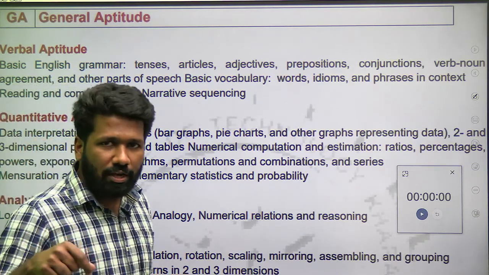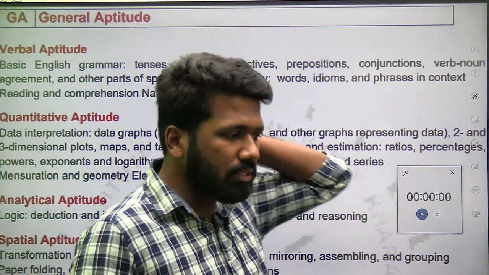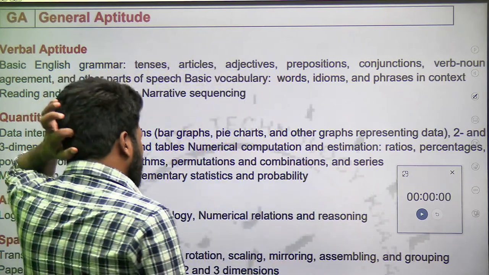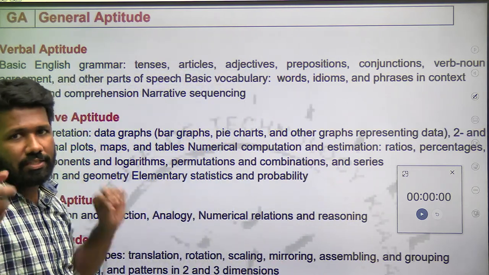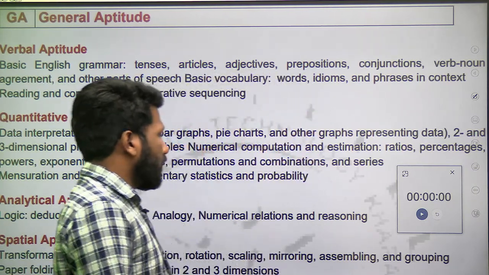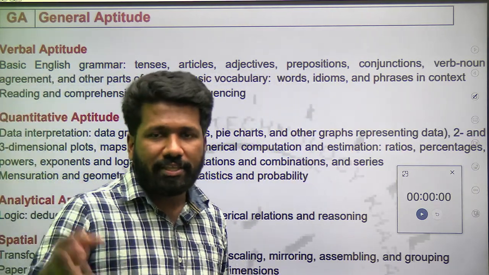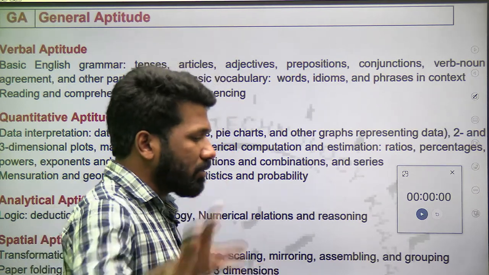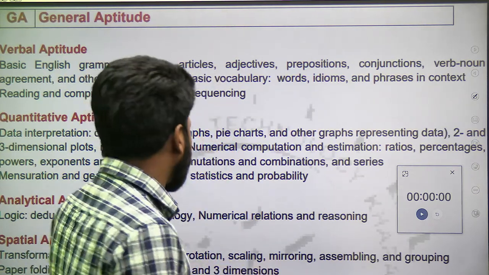The session I have taken for spatial aptitude is already there in the playlist, and in that itself I have given extra practice questions. Try them, and in the Telegram group associated with the channel, you can post a doubt. If time allows, I will respond, or at least others will respond.